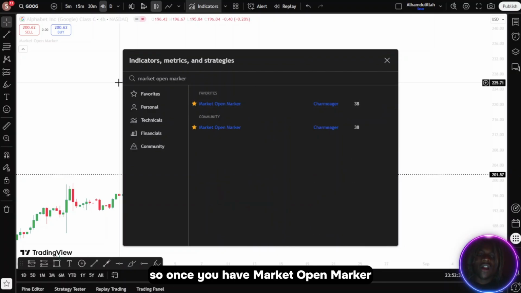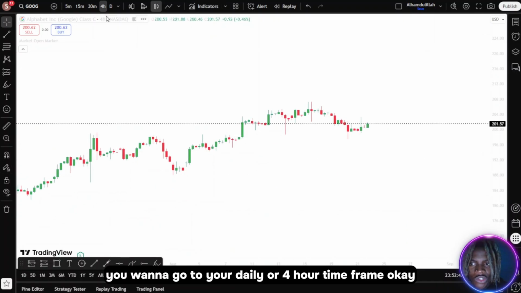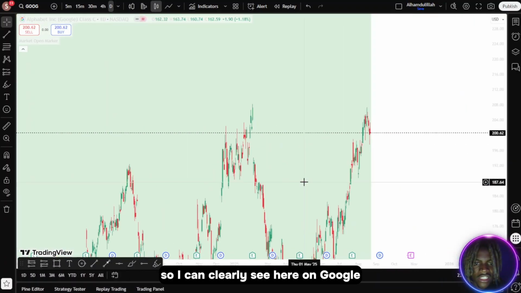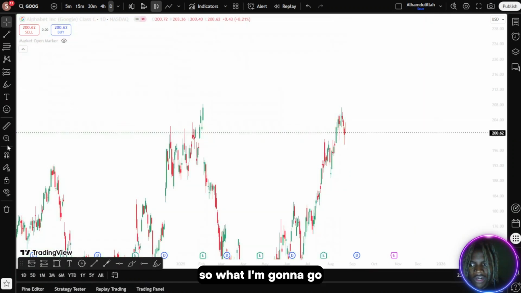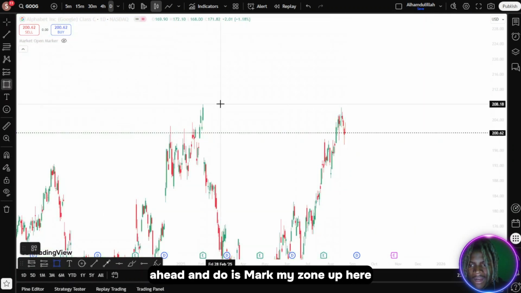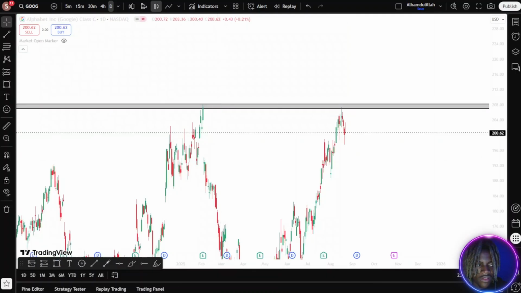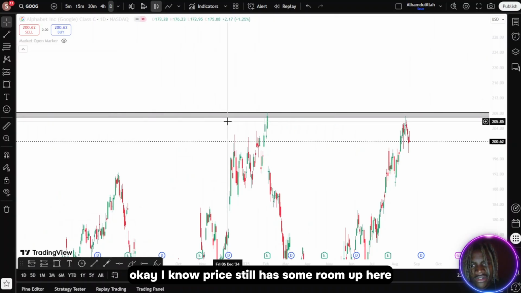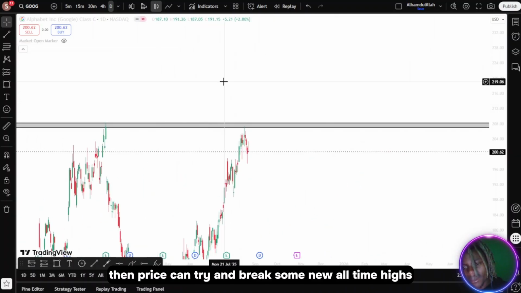Once you have Market Open Marker by Chartmeter added to your TradingView, you want to go to your daily or 4-hour time frame. I can clearly see here on Google that there's more upside to be had. So I'm going to mark my zone up here near all-time highs. I know price still has some room up here that it wants to get to, then price can try and break some new all-time highs.